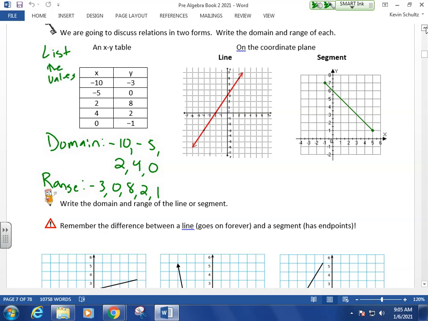Right? When we move to the coordinate plane, a coordinate plane gives us a lot more information about the relation actually. Okay, and I'm going to start by differentiating the two things that I have here, a line versus a segment. Notice that a line has arrows on each end of it. Those arrows represent that the line continues on forever in both directions. Whereas a segment, notice there are not arrows, but there are endpoints here. It means that it starts and it stops. It does not continue on.